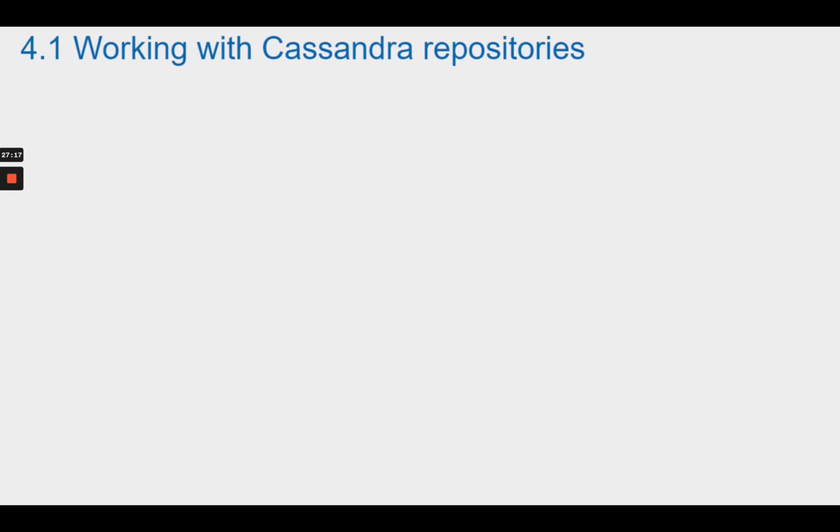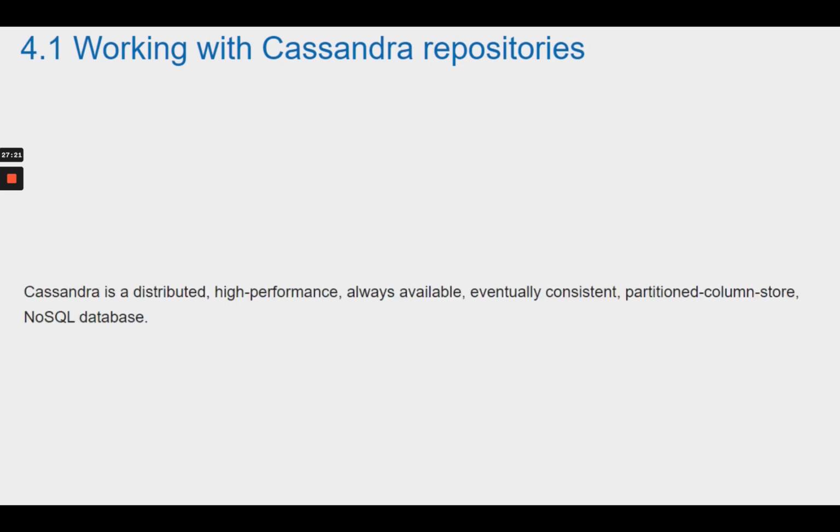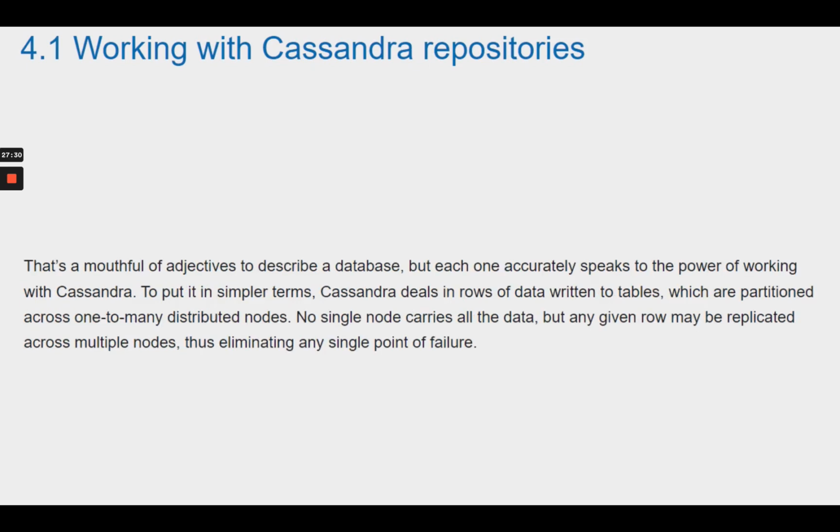Section 4.1. Working with Cassandra repositories. Cassandra is a distributed, high-performance, always available, eventually consistent, partitioned column store NoSQL database. That's a mouthful of adjectives to describe a database, but each one accurately speaks to the power of working with Cassandra. To put it in simpler terms, Cassandra deals in rows of data written to tables, which are partitioned across one to many distributed nodes.